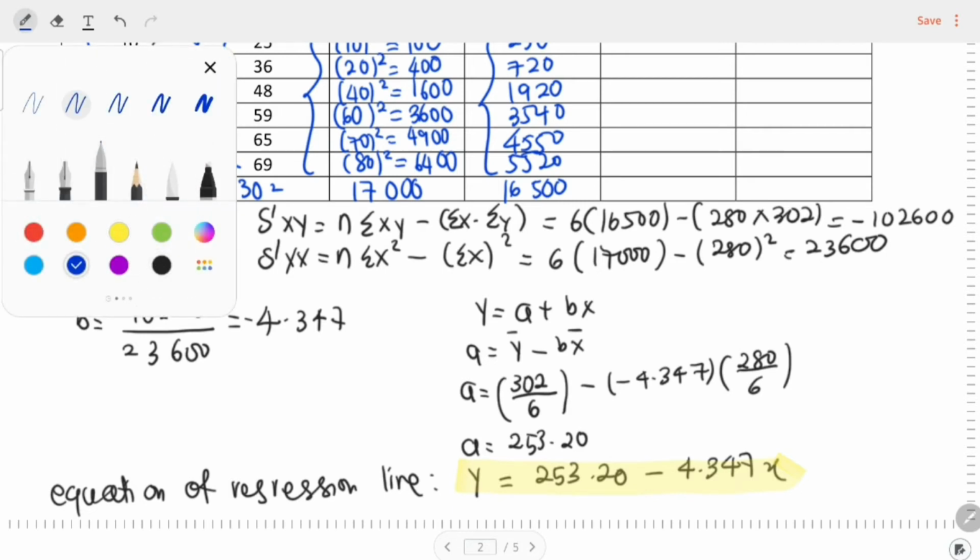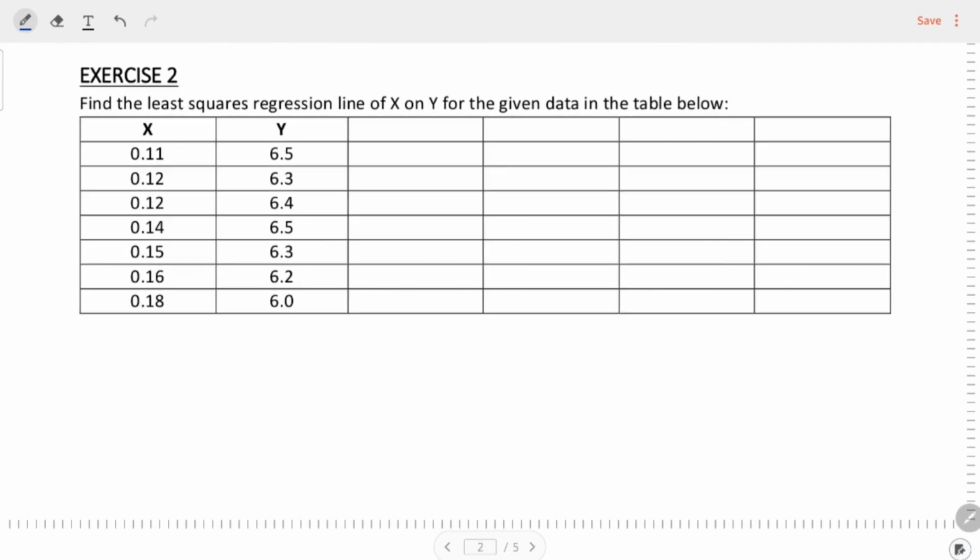Okay, so let's move on to the second example. Here again we have x and y, but this time we need to find the line x on y. So it's c plus dy equals x. Okay, and your d is S'xy over S'yy. So first we need to fill out the table with the values of y squared and then xy.